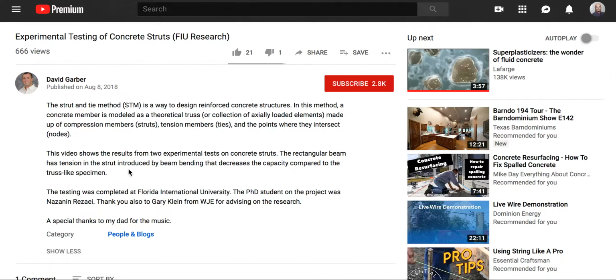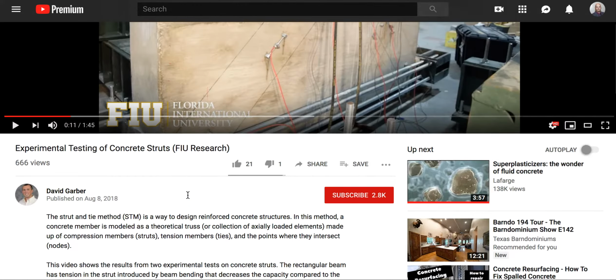The rectangular beam has tension in the strut introduced by beam bending. The testing was completed at Florida, and as the PhD student on the project was this person. Thank you also to Gary.